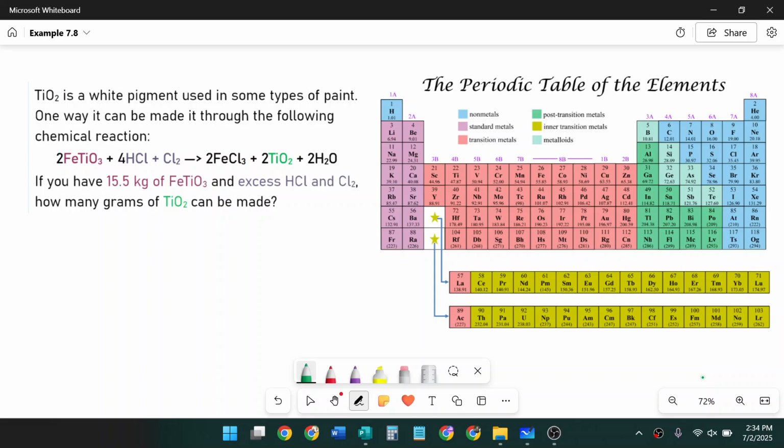If you have this in your comprehension check, the different ones you do that, you can also put a box, a star, or use colored pencils to help you mark different things to keep your stuff straight. Because HCl and Cl2 are in excess, that means we're going to use all of the FeTiO3. They told us they were in excess so that we know that the FeTiO3 is our limiting reactant. That's going to determine how much we make of everything.